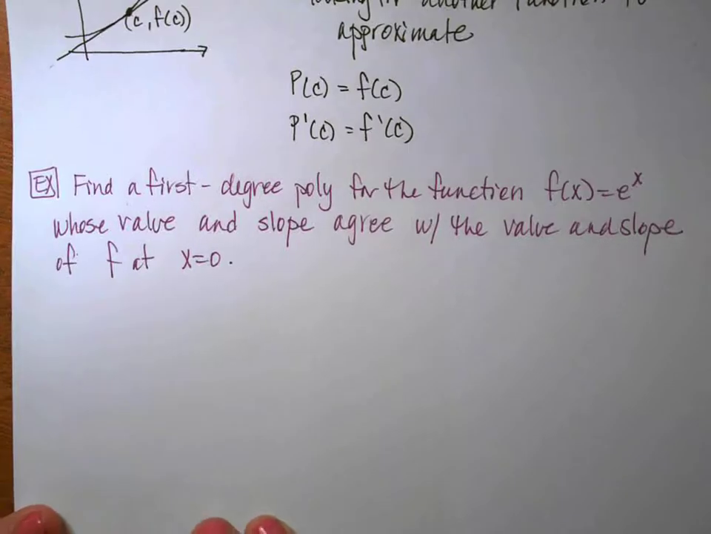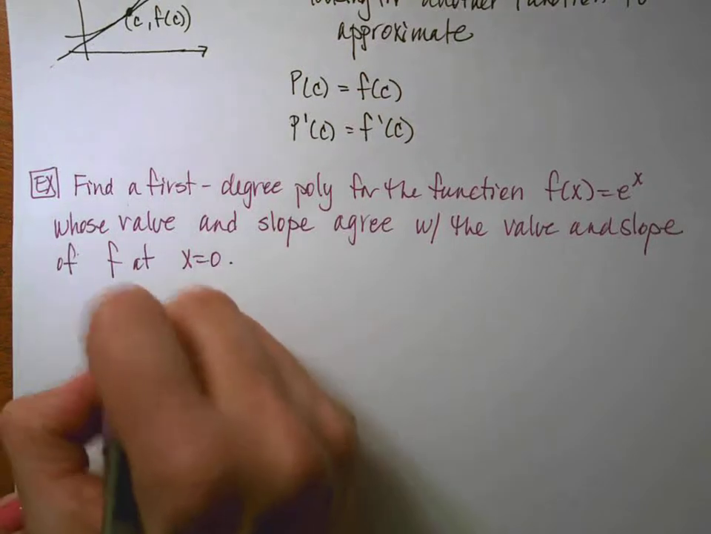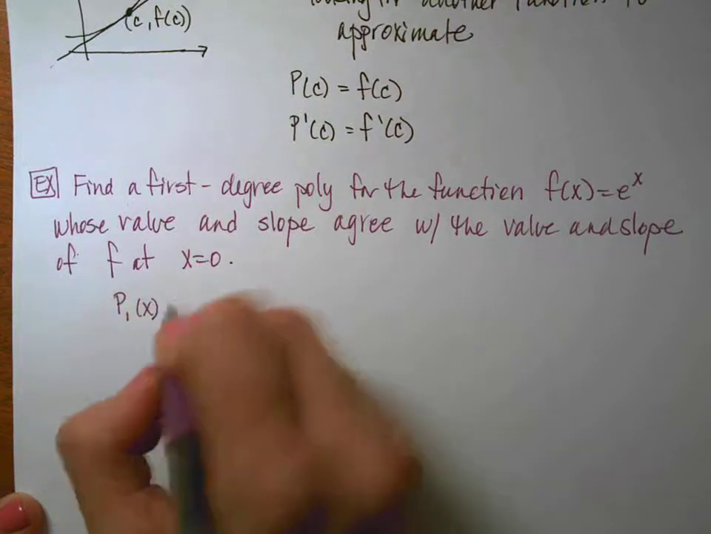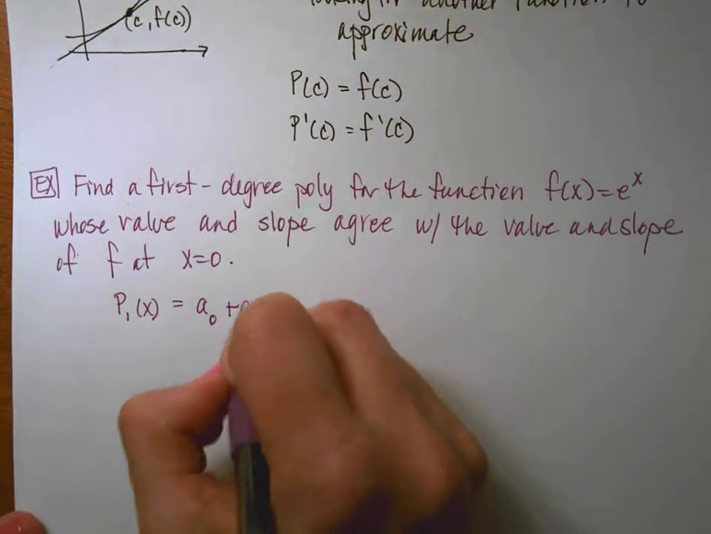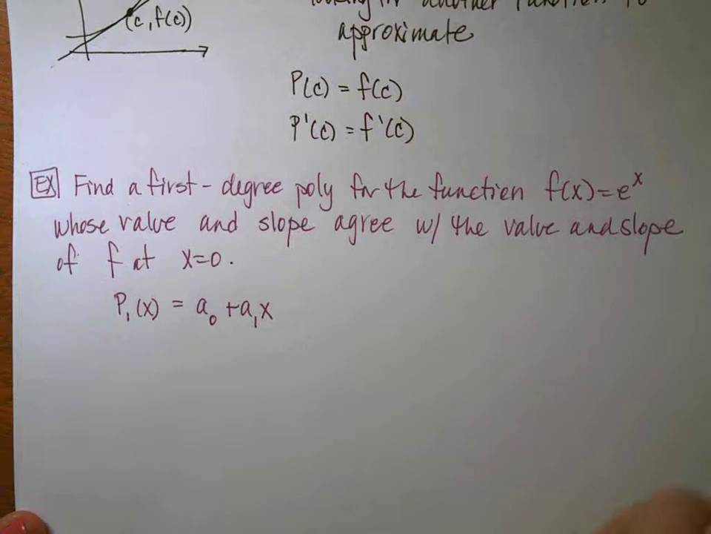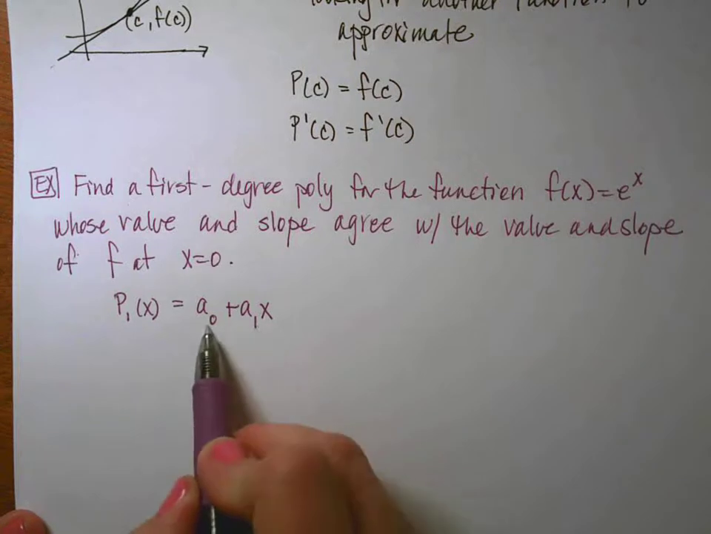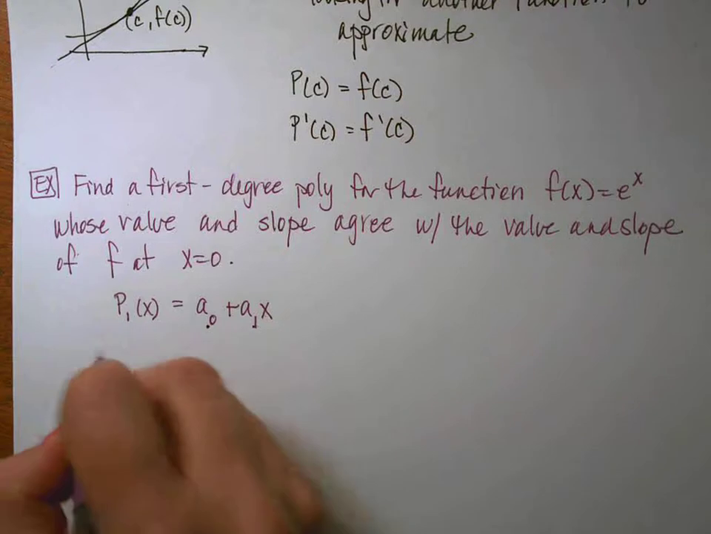Alrighty, so as we move through the first example, we're kind of setting up how the Taylor and the Maclaurin polynomials have been developed. Alrighty, so I'm looking for a first, that's what the 1 means, first degree polynomial, and so it's going to be an initial value plus the next value times x. Okay, so this would be a first degree polynomial. Notice that this would be my initial value or my y-intercept. Okay, and then I'm going to have a slope times x.